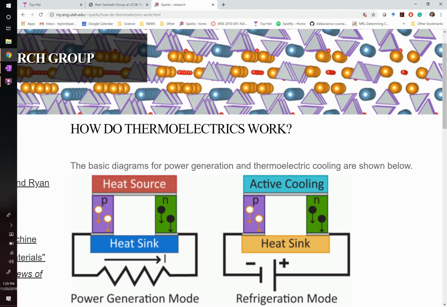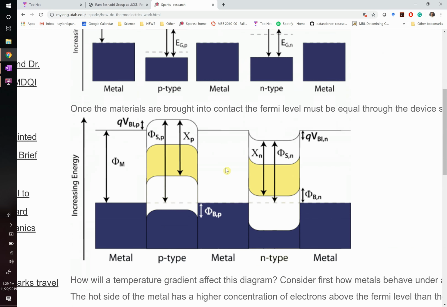If this was both N-type and N-type, you would not get any current. You'd have just as much current going that way as that way. You'd have no net current. So you have to have both types of materials for this to work. Okay? So why do they move from one side to the other?